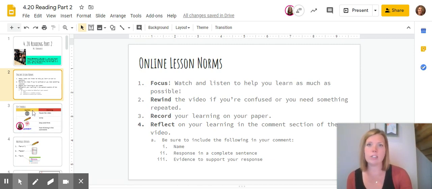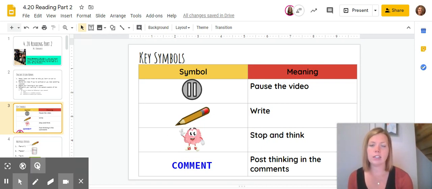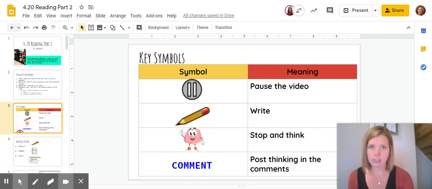Just a few reminders before we get started. When you see these symbols, they mean certain things, and I'll tell you in the video as well. The first symbol looks like a pause button, and imagine that, it means pause the video. If you see this, you're going to need to pause and probably do something that I tell you where it is on the screen.